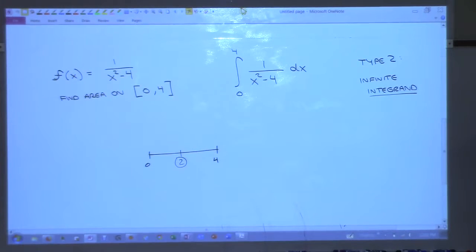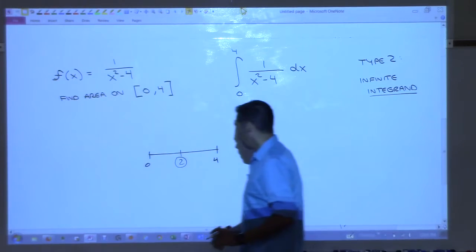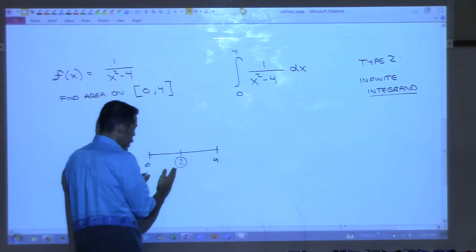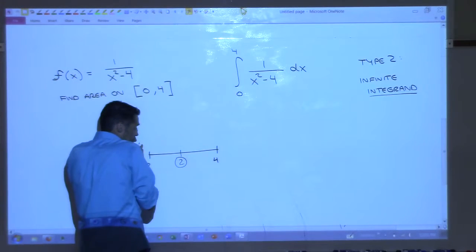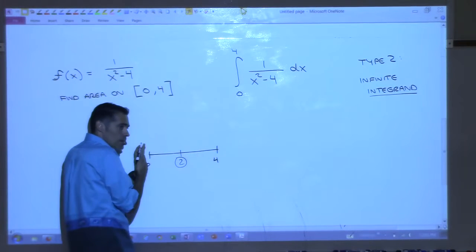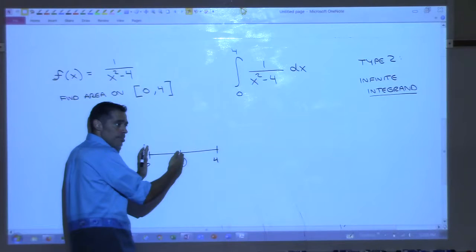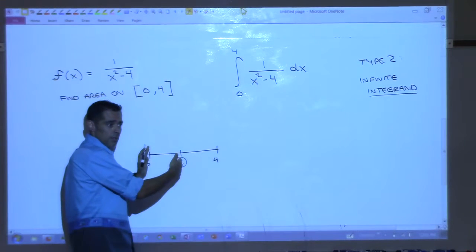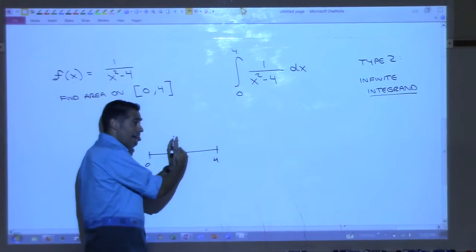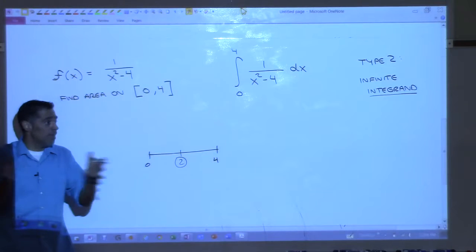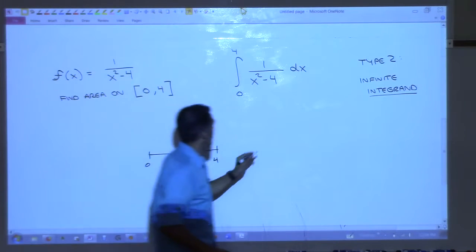All right, so how do we deal with this? We know we have a problem at 2, so I can't just integrate all the way from 0 to 4. What I'm going to do is go from 0 to 2, but when I get to 2, I'm going to stop a little bit short of 2. Then I'm going to go right after 2 and integrate to 4. So I'm going to break this up into two integrals.